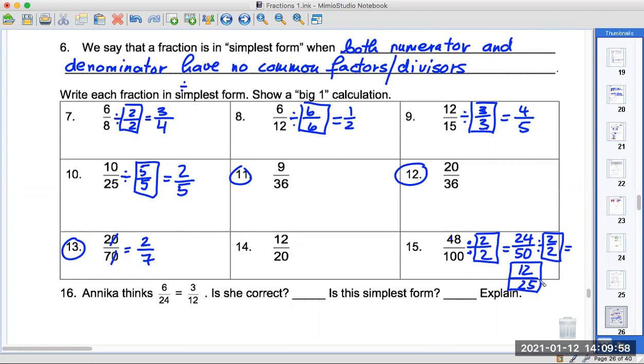And how do I know? None of them are even. I mean, they're not both even numbers. And this is only divisible by 5. And this is divisible by 2 and by 3 and by 4. So we're done. So you're going to do these for homework. Finish these up yourself.